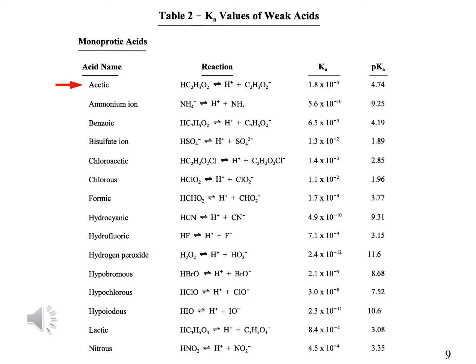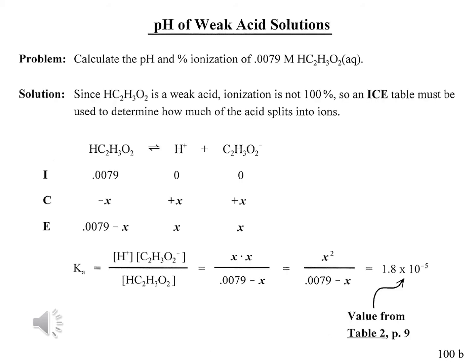You can look up the Ka value for acetic acid in table 2. And so it's 1.8 times 10 to the minus 5. That's what you set it equal to. So the idea is that after you plug it in, now we have to solve that equation for x.